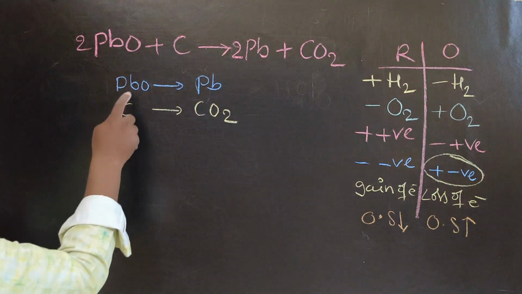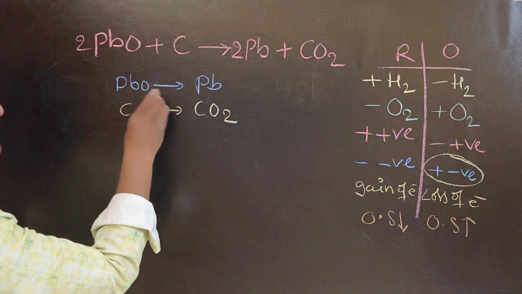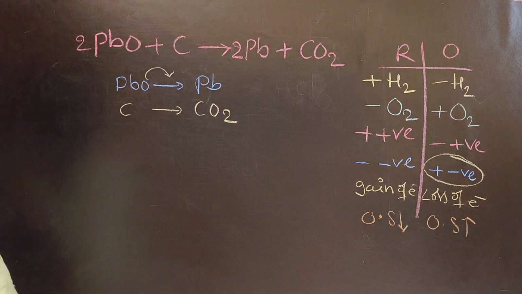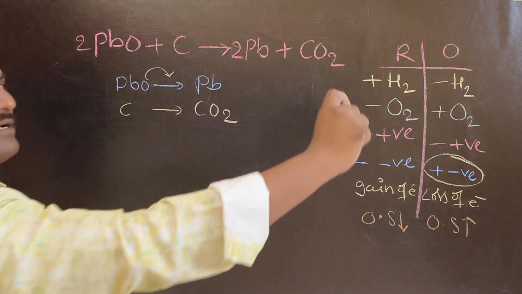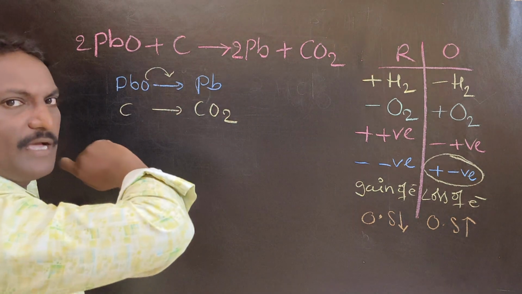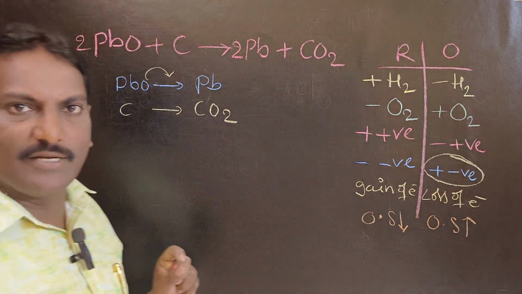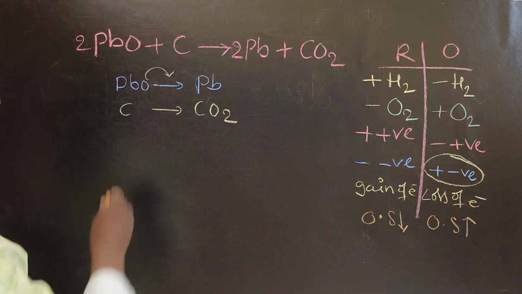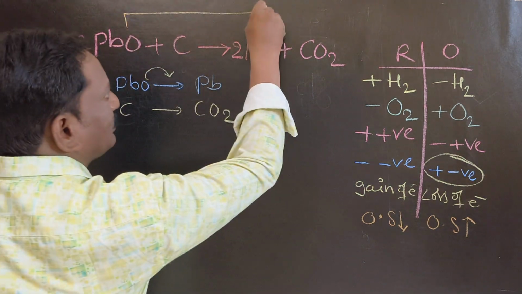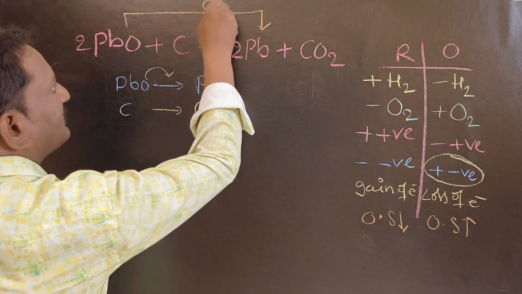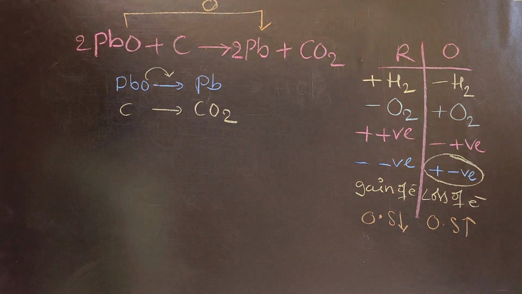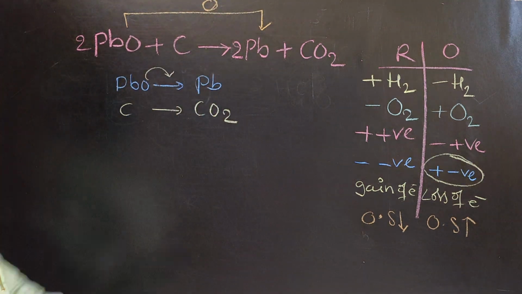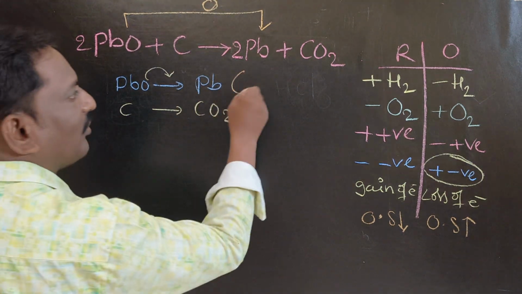The conversion of lead oxide to lead, that means removal of oxygen is taking place. Oxygen has been removed from lead oxide with the help of carbon. So the conversion of lead oxide to lead is oxidation. This one is oxidation.